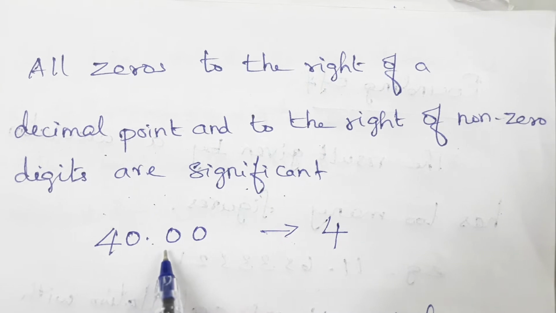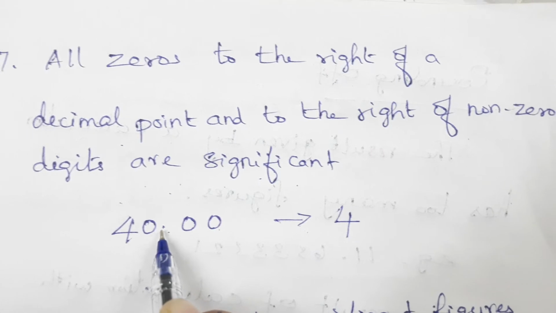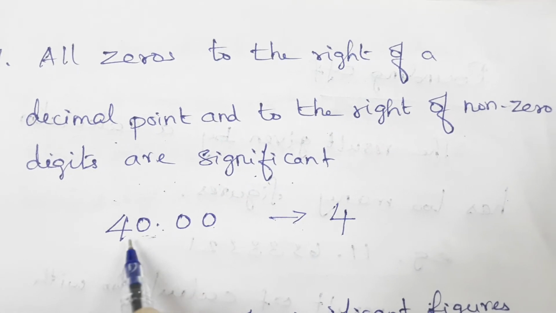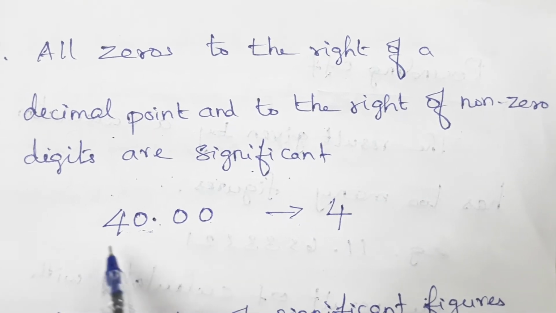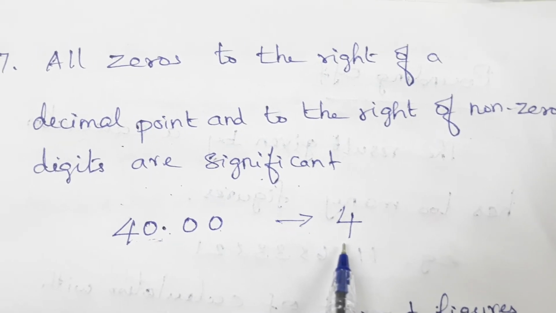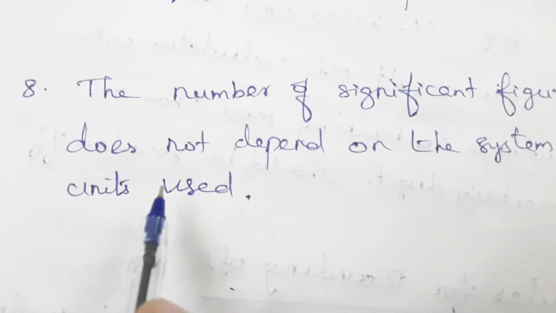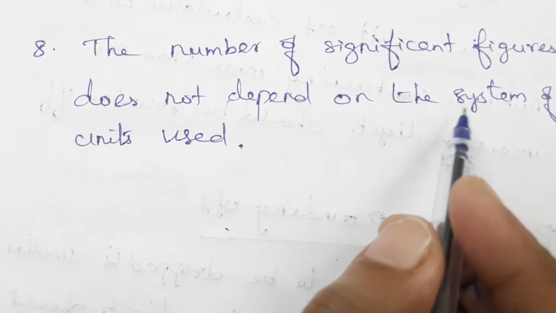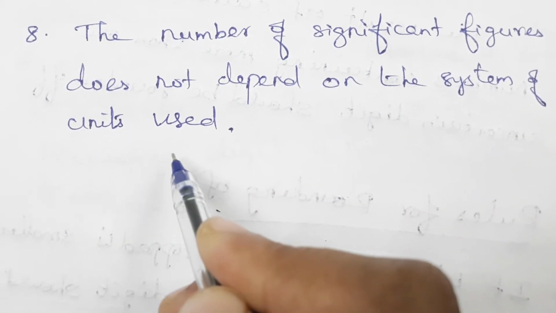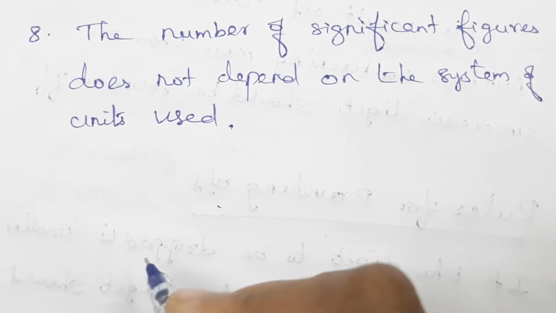How? All zeros to the right of the decimal point and to the right of the non-zero digit are significant. So this number has 4 significant figures. Here the number is considered as greater than 1. The last rule is the number of significant figures does not depend on the system of units used.